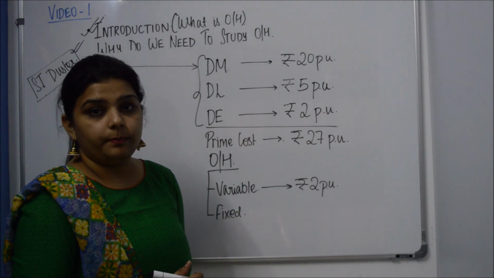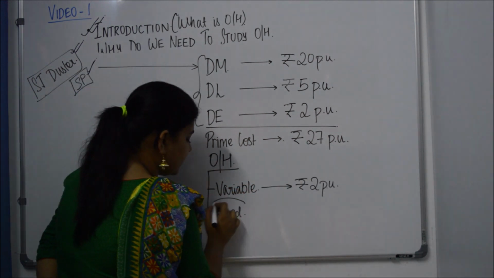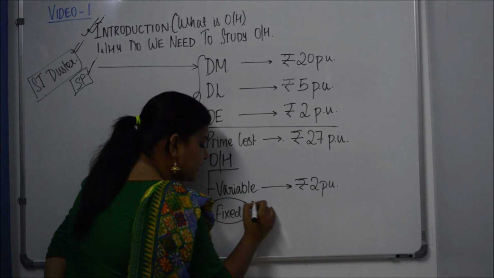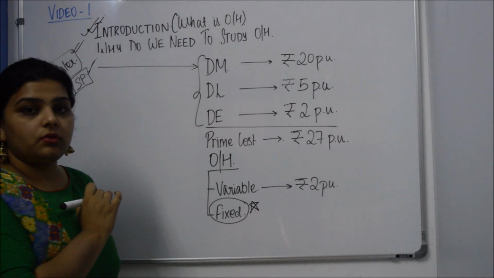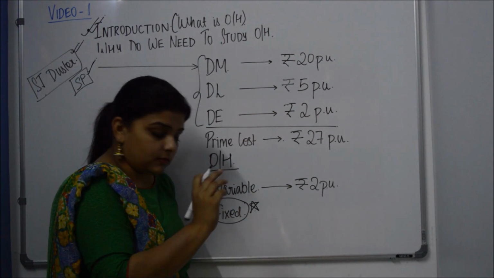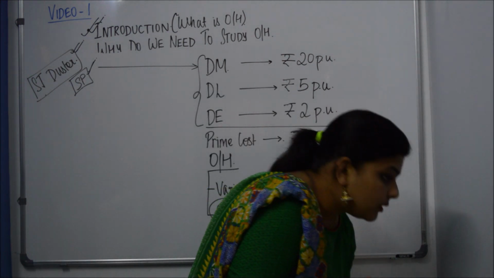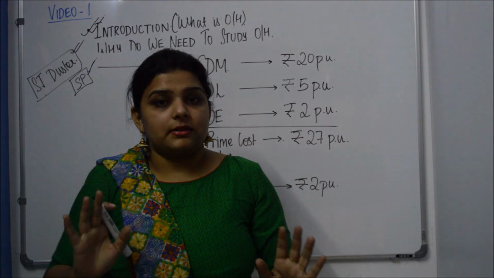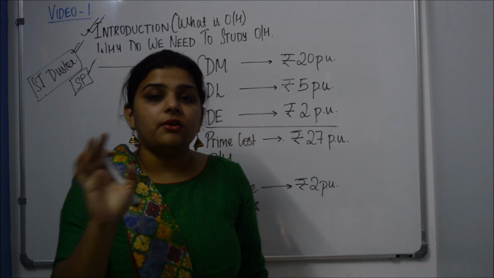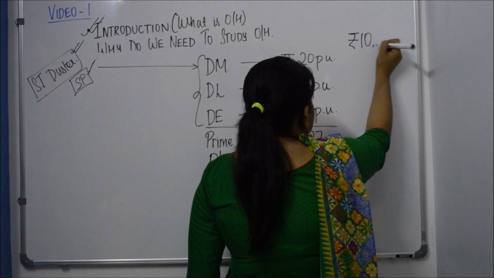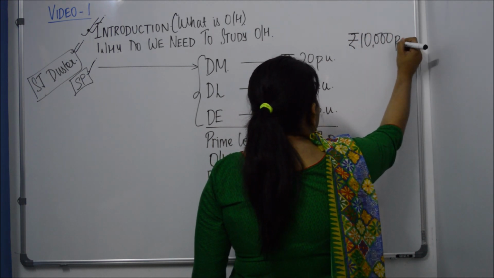So where is the problem? The problem lies in the fixed overheads. The problem lies at this point. You will ask me, ma'am, what is the problem with fixed overheads? Let me explain it to you. Let us say this is the factory where I am manufacturing the dusters, and the rent of this factory is ₹10,000 per month.